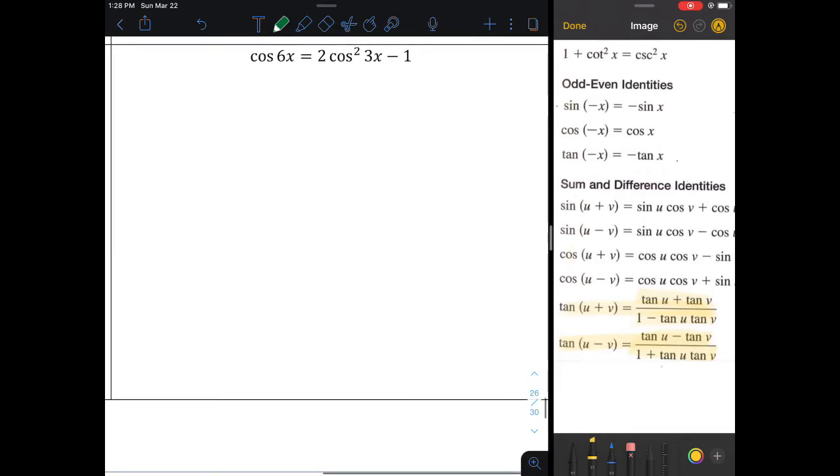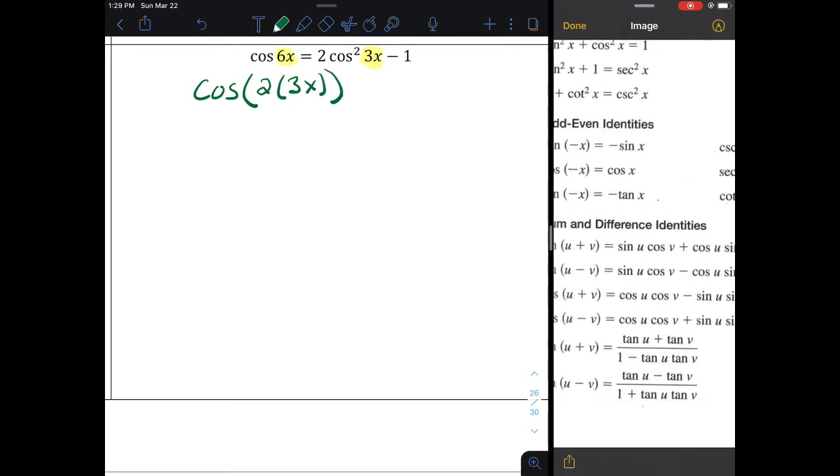All right, next one here. So this one we have cosine of 6x, and I want to make it become 2 cosine squared of 3x minus 1. Now looking at the problem and how to proceed, I have cosine of 6x and I want to have cosine of 3x. So I'm going to rewrite this so that I can use a double angle identity for cosine. Cosine of 6x is the same thing as cosine of 2 times 3x.